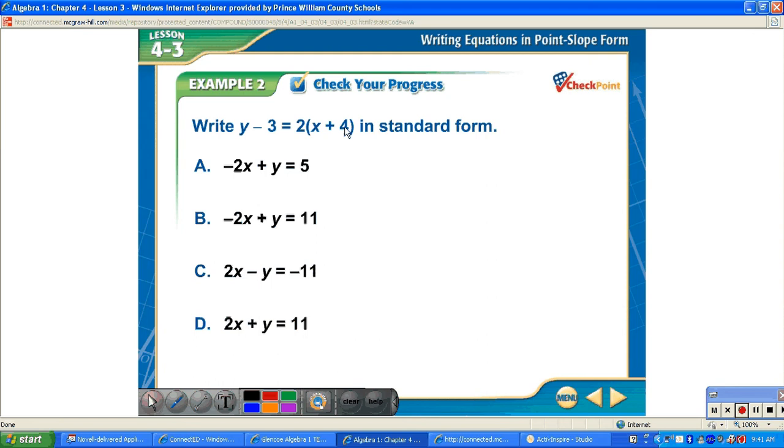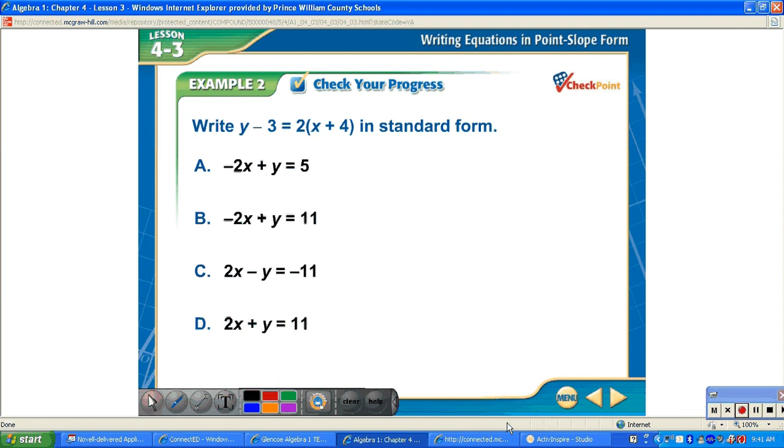So we're going to do this particular one. All right, so we're going to go to a different screen, and okay, they want that in standard form. So I'm going to go back to my Active Inspire, and I'm going to copy that problem down. So we have y minus 3 equals 2 times x plus 4.